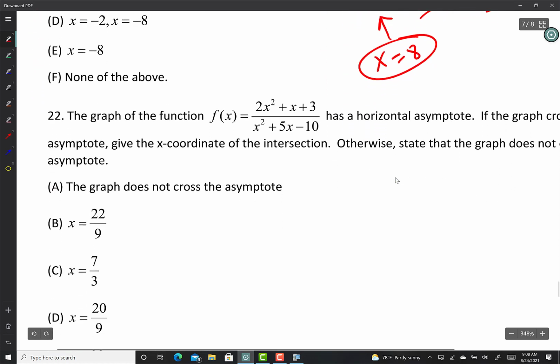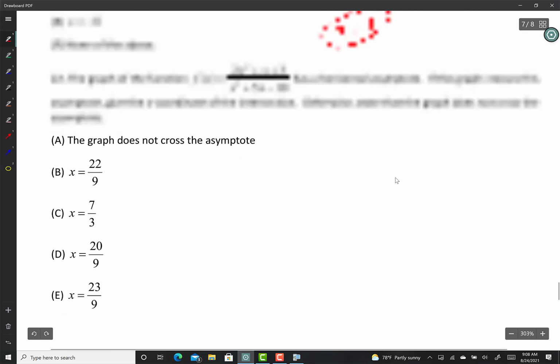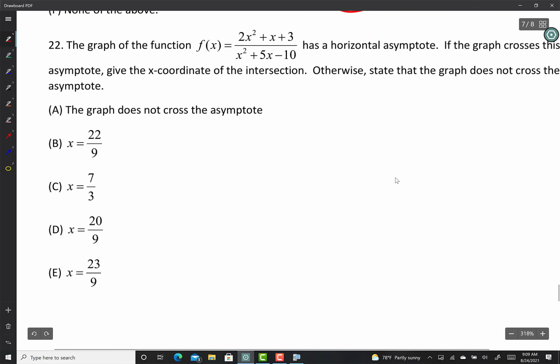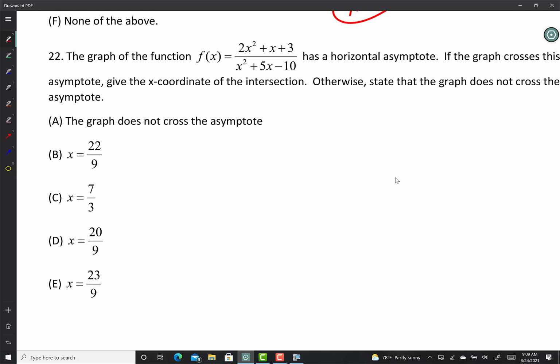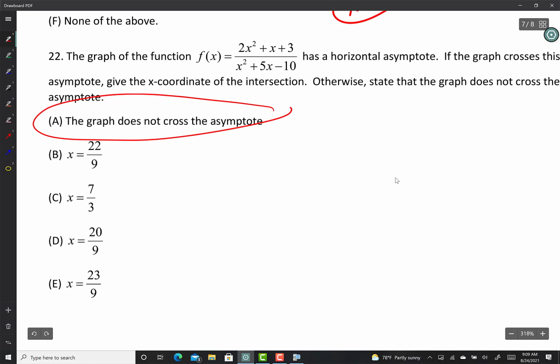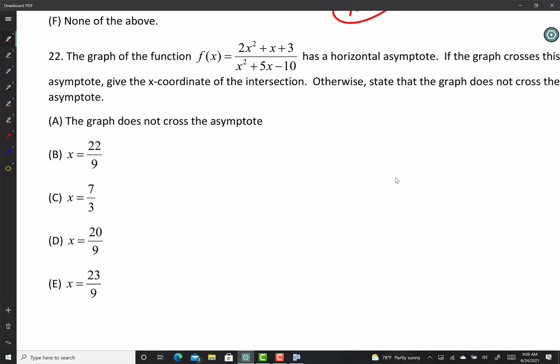Two more, and we're done. I have this graph. It has a horizontal asymptote, and it says if the graph crosses a horizontal asymptote, give the x-coordinate of the intersection. So the most common mistake that I see, guys, is that you circle letter A, probably because some teacher told you at one time you don't cross or something. No, you do cross. And there's several examples of rational functions that cross.